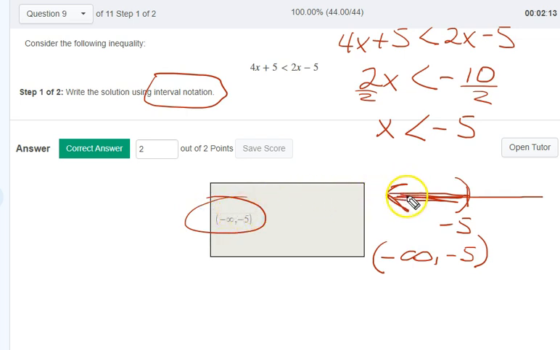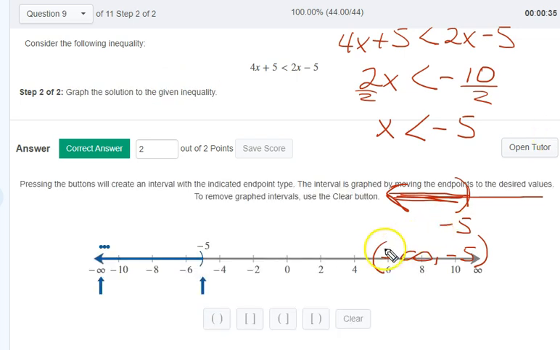Now, they're going to ask you to graph it again, keeping in mind this is what you have written up on your blue sheet. You will choose, again, a set of parentheses that comes up here, drag it to a -5, and the other to -infinity. But again, you have the work on your paper.